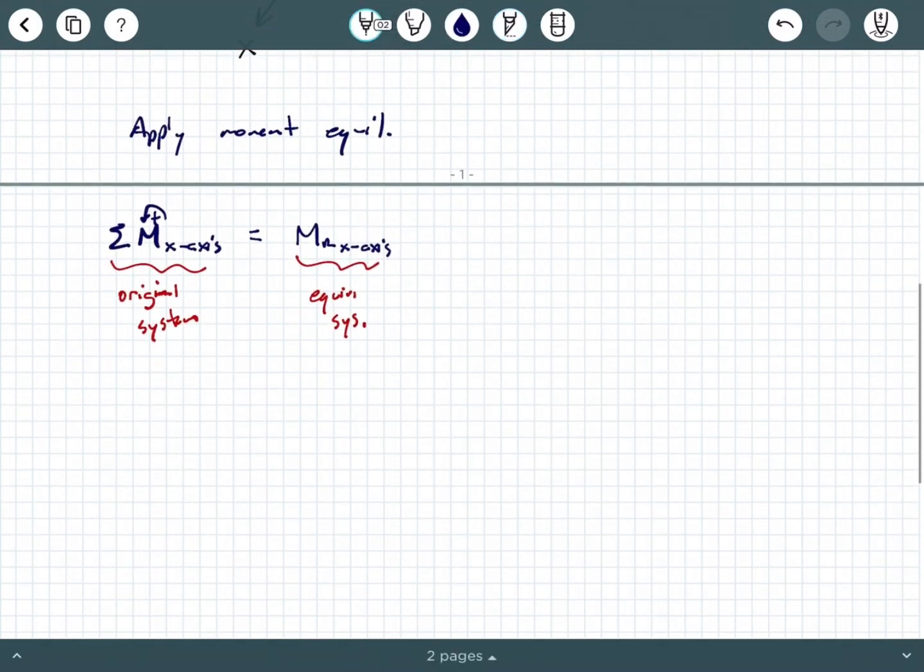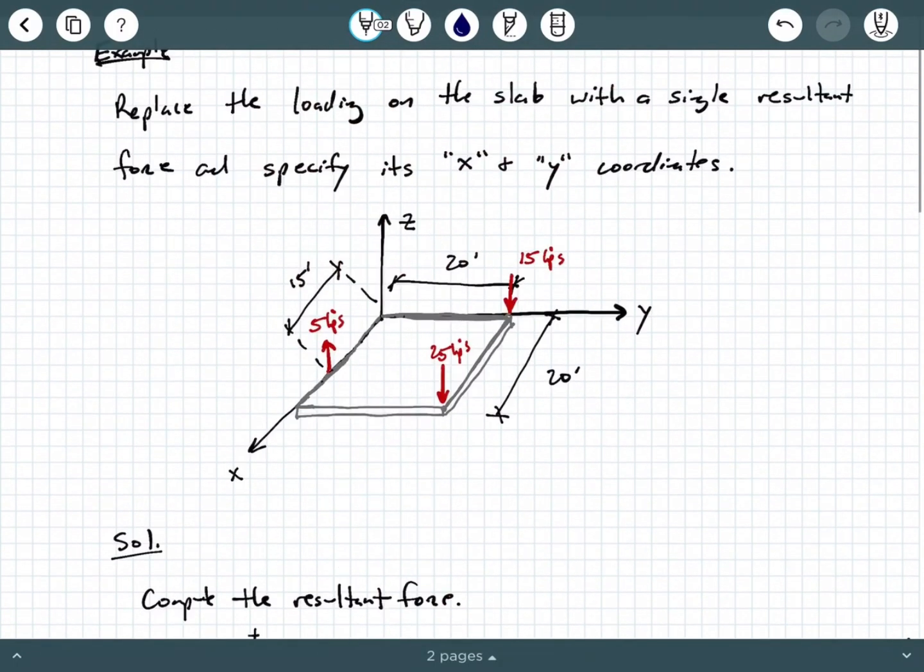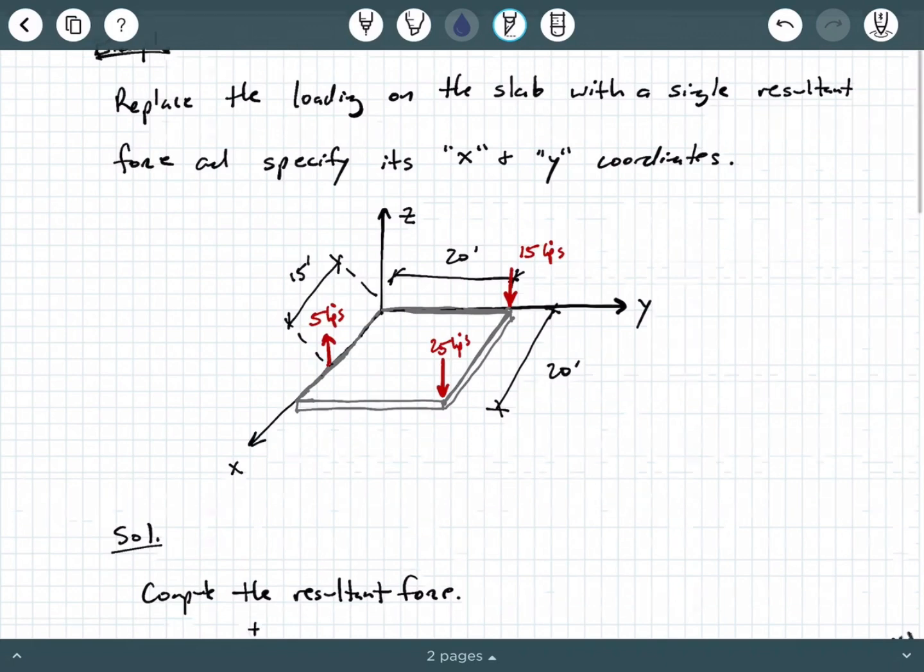So we're going to say 25 kips times 20 feet. That would be a negative, and then minus 15 kips also times 20 feet. So again, we have 25 kips times 20 feet and 15 kips times 20 feet, and each of these is causing a rotation about the x-axis going clockwise, so that's why I put a negative in front of it.